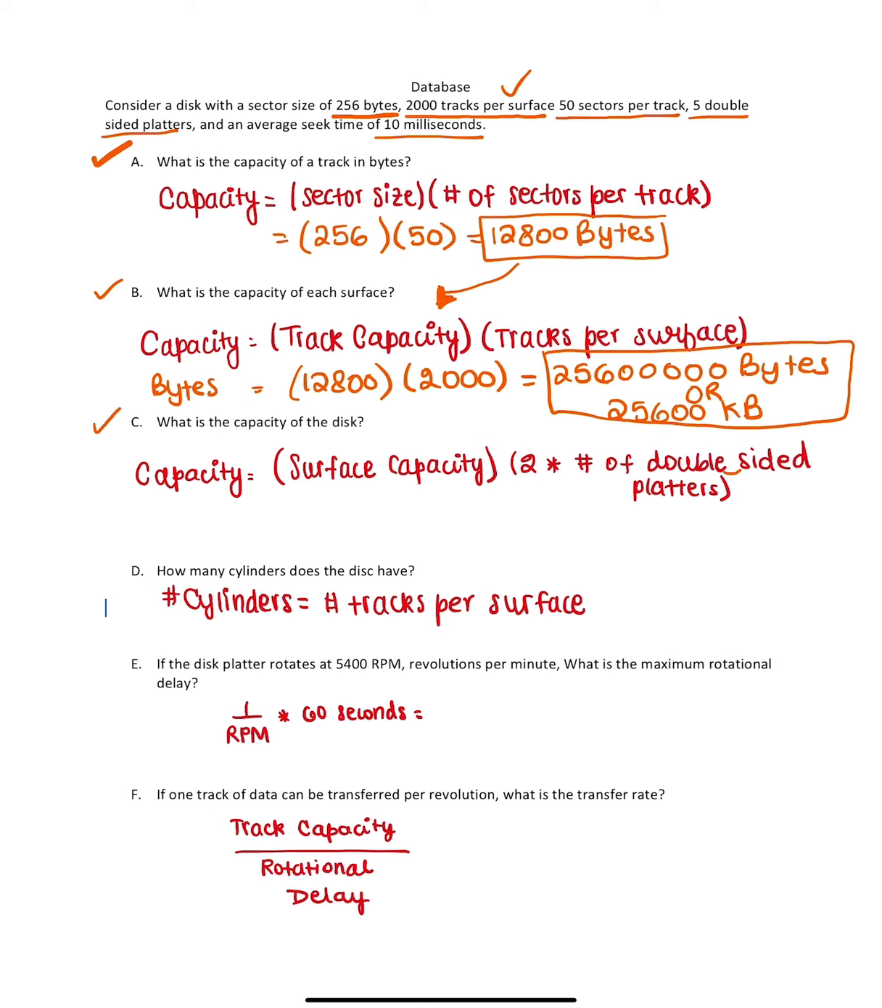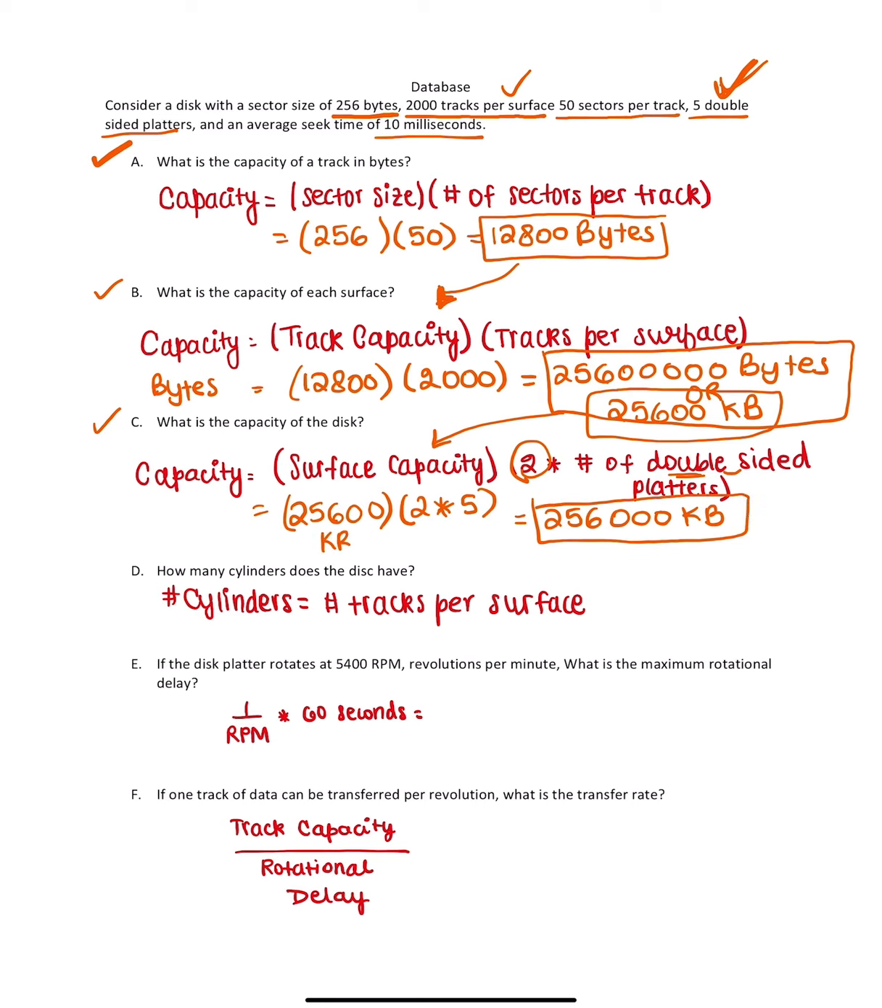Okay, part C. What is the capacity of the disk? So we know the capacity equals the surface capacity, which we just calculated over here. So let's carry that over, which is 25,600, and then multiply that by the number of double-sided platters, multiplied by 2 because they're double-sided, and this is also going to come from the question, which is given to us right here. So we will have 2 multiplied by this, which is 5, and that gives us a capacity of 256,000 kilobytes.